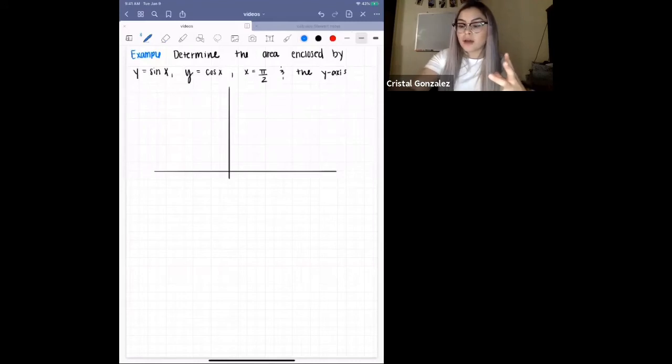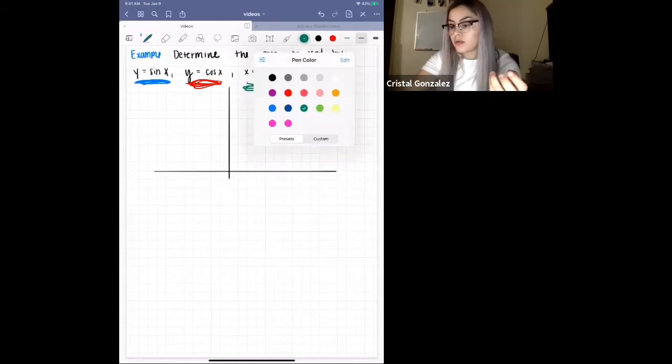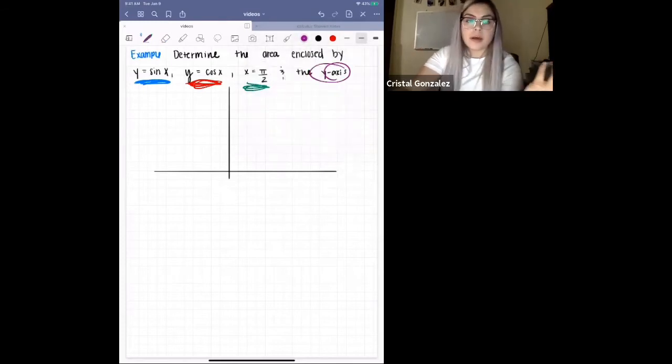First off, we have our sine function. I'm going to make that blue. Our cosine function, I'm going to make that red. And then we also have our x equals pi over 2 function, which I'll make in green. And then we have the y-axis, which I guess I'll make in purple.